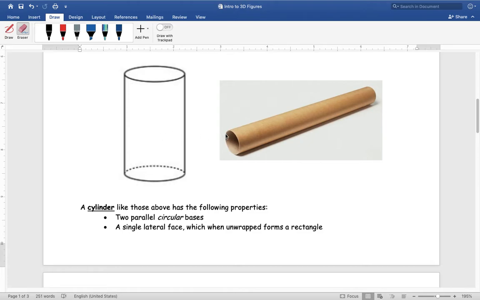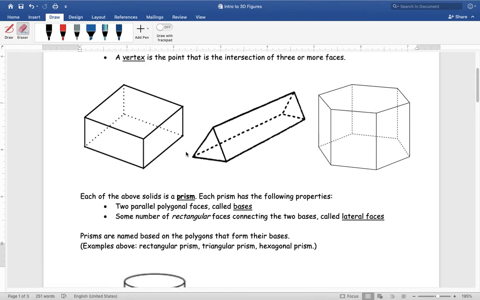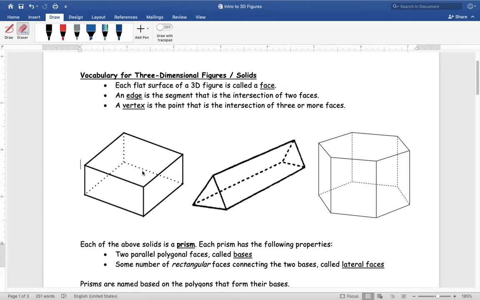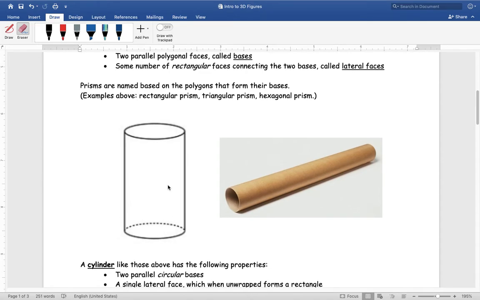Cylinders, though, there's not a lot to say about them. We don't have any edges, we don't have any vertices because we don't have any lines that are connected. We're talking about a circle here and a circle here. Circles are different from polygons, but we are going to see again that a lot of the properties that we have for prisms will also be true for cylinders.